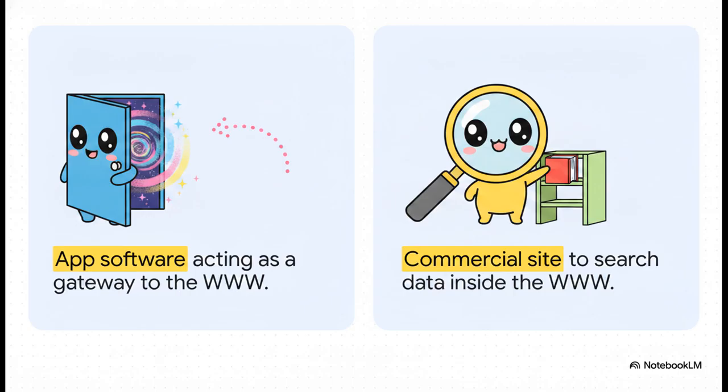So the absolutely crucial point here is this. You use a browser to access a search engine. You open your application, like Chrome or Safari, and within that application, you navigate to a website, like Google or Bing, to actually find your data. Basically, one gets you inside the building, and the other helps you find the specific book on the shelf.